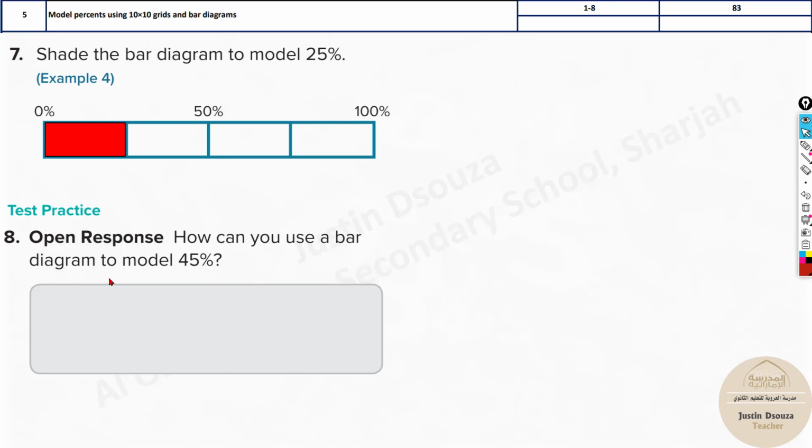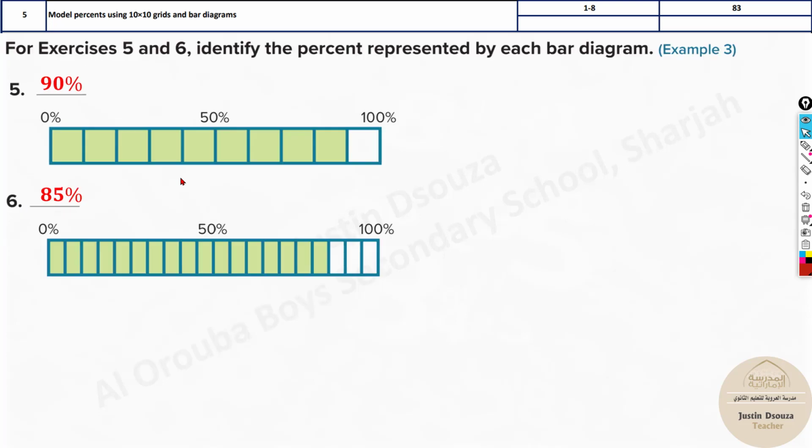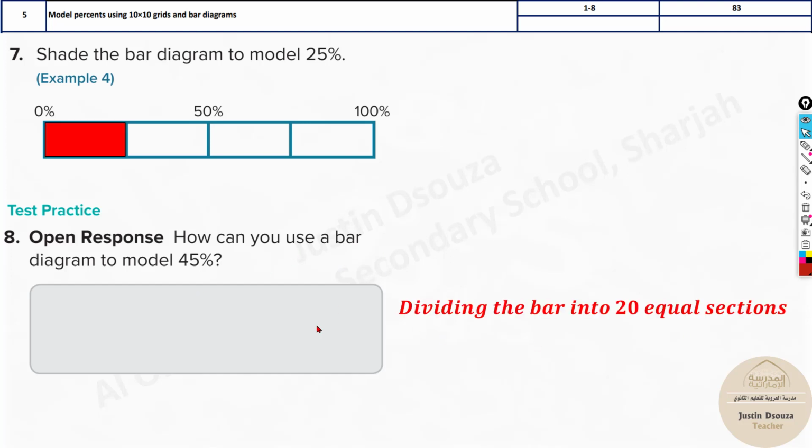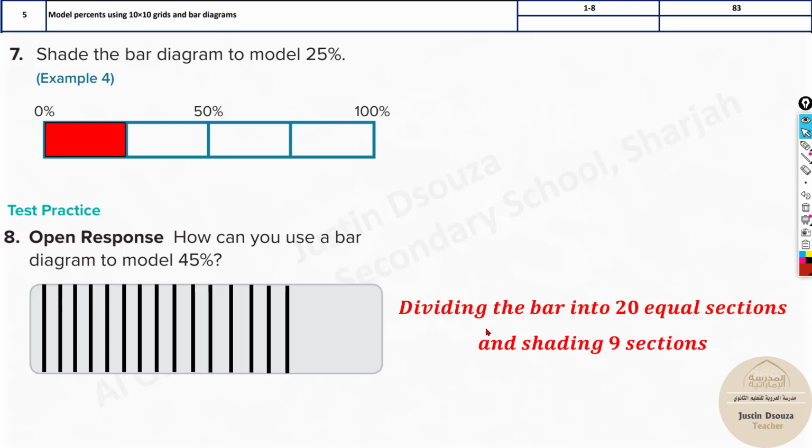Open response. How can you use a bar diagram to model 45%? Now you have 45%. You can't do 25, 25. No. You can't even do 10 like the previous problem. No, you need to do this grid where each grid is 5. So let's do here dividing in 20 equal sections. Now we have made 20 sections like this.